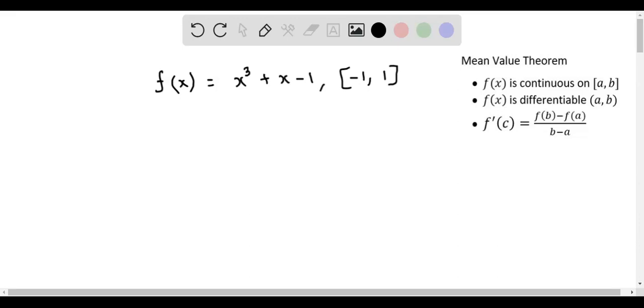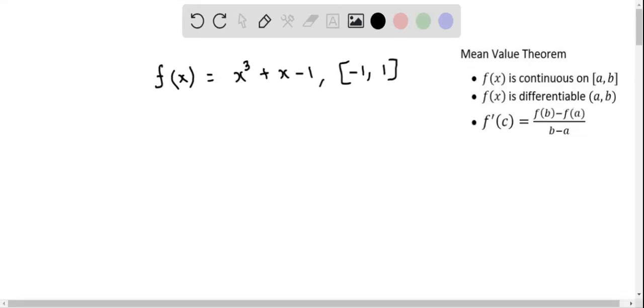In this question, we are given the function f of x equals x cubed plus x minus 1 defined in the interval -1 to 1. This is a closed interval. And we have to verify that this function f of x satisfies the mean value theorem.